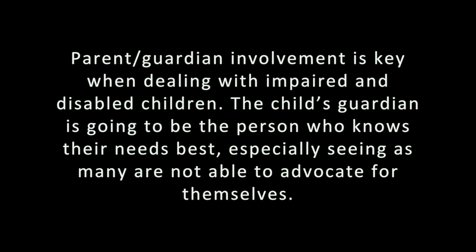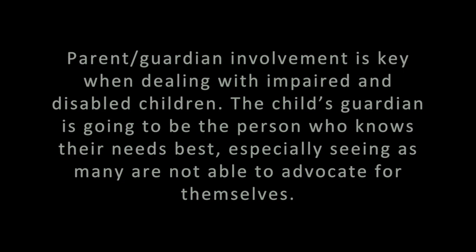The next basic that we discussed was parent and guardian involvement. This is key when dealing with impaired and disabled children. The child's guardian is the person who's going to know them the best, especially seeing as many are not able to advocate for themselves. There can be many different forms of parent involvement. An example of this involvement is an IEP. These are individualized education plans.